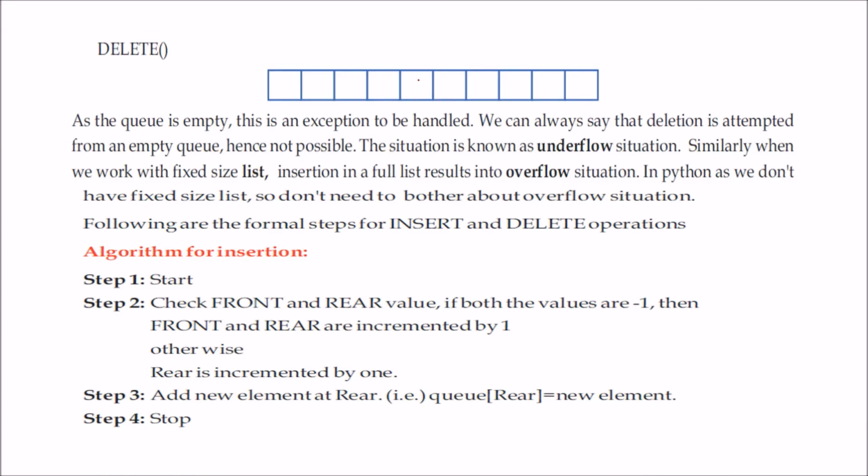There are situations which we need to understand. First of all, if the queue is empty, will you be able to delete anything? No. If you want to delete an element from an array or a list, and this list or array contains no element, this is called the underflow condition.